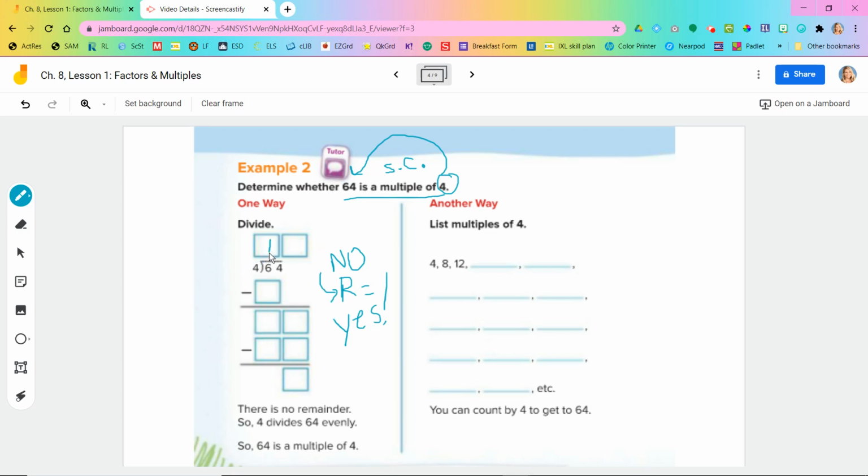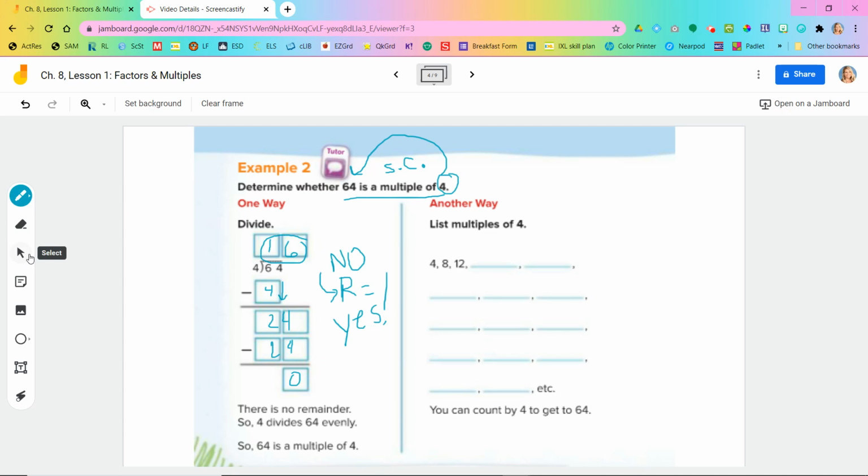So let's take a look at this division. 4 goes into 6 one whole time. 6 minus 4 is 2. 2 is less than 4, so I bring down my 4. 4 times what gets me close to 24? 6. And so I didn't get a remainder. So my other factor, 4 times 16, does give me 64 because I don't have a remainder.